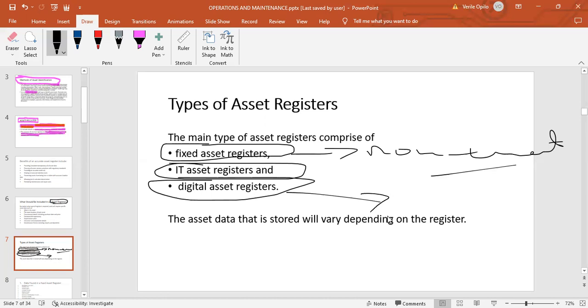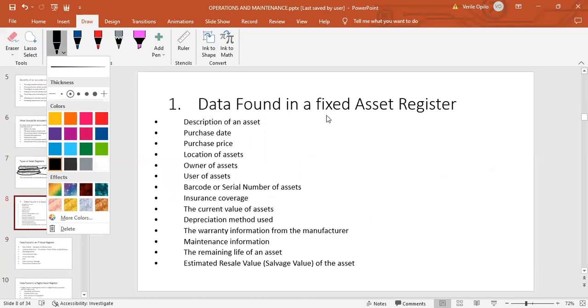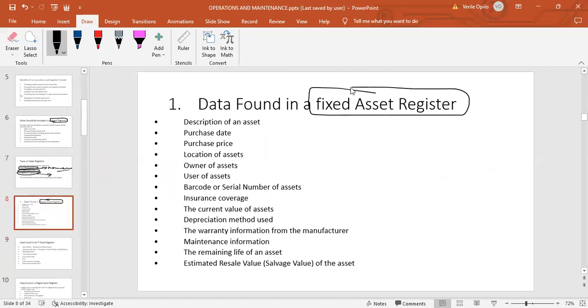So these are the different types of asset registers that you're going to have. Different asset registers are going to have slightly different types of information included in them. So we shall start off with the data that you're likely to find in a fixed asset register. We say that a fixed asset register includes details relating to fixed assets, non-current assets, land, property, equipment, machinery, motor vehicles, furniture, those kinds of things in the business.